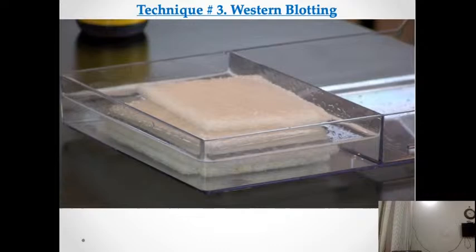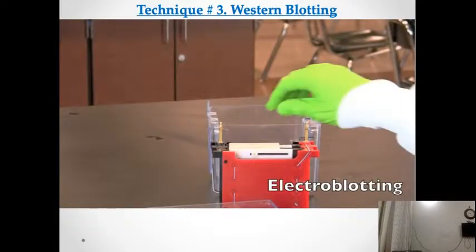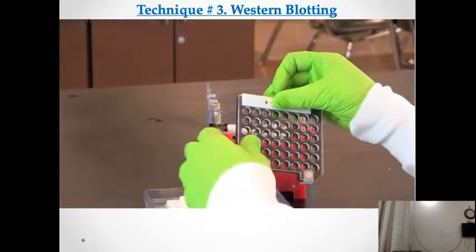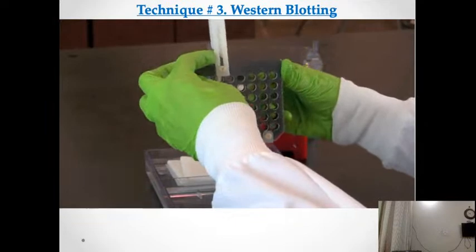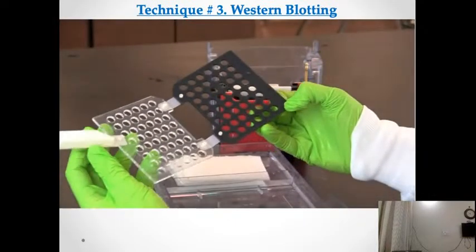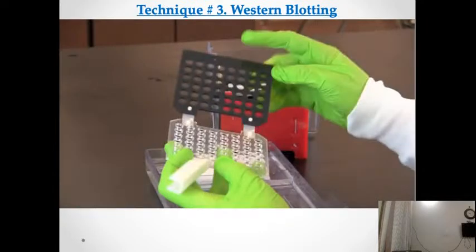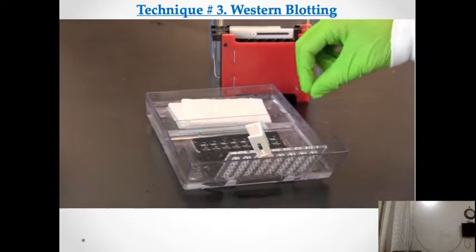To make a blotting sandwich, obtain a container large enough to fit the gel holder and add enough blotting buffer until the container is filled approximately 1 centimeter deep. Place the gel holder cassette in the container with the black side down and immersed in the buffer and the white side up and out of the buffer.